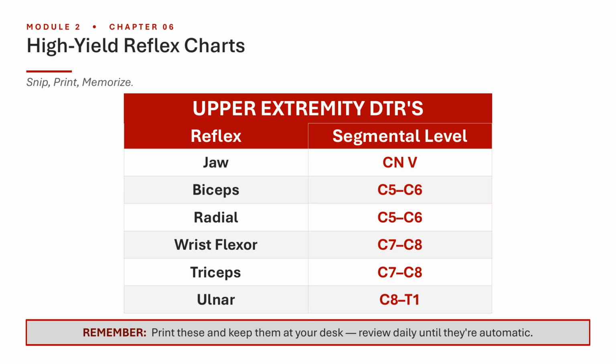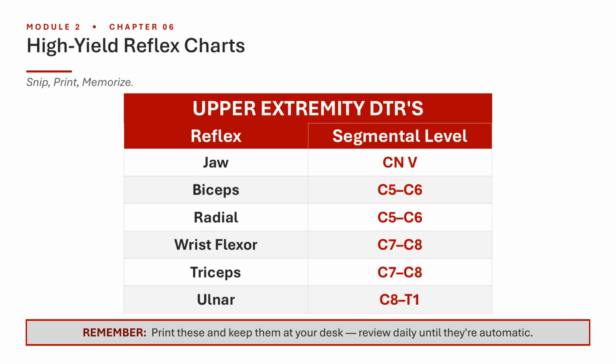Upper extremity summary, 3 reflexes. Simple pattern, C5 to C6 covers both the biceps and the brachioradialis. 2 reflexes, same root level. C7 to C8 covers the triceps alone.